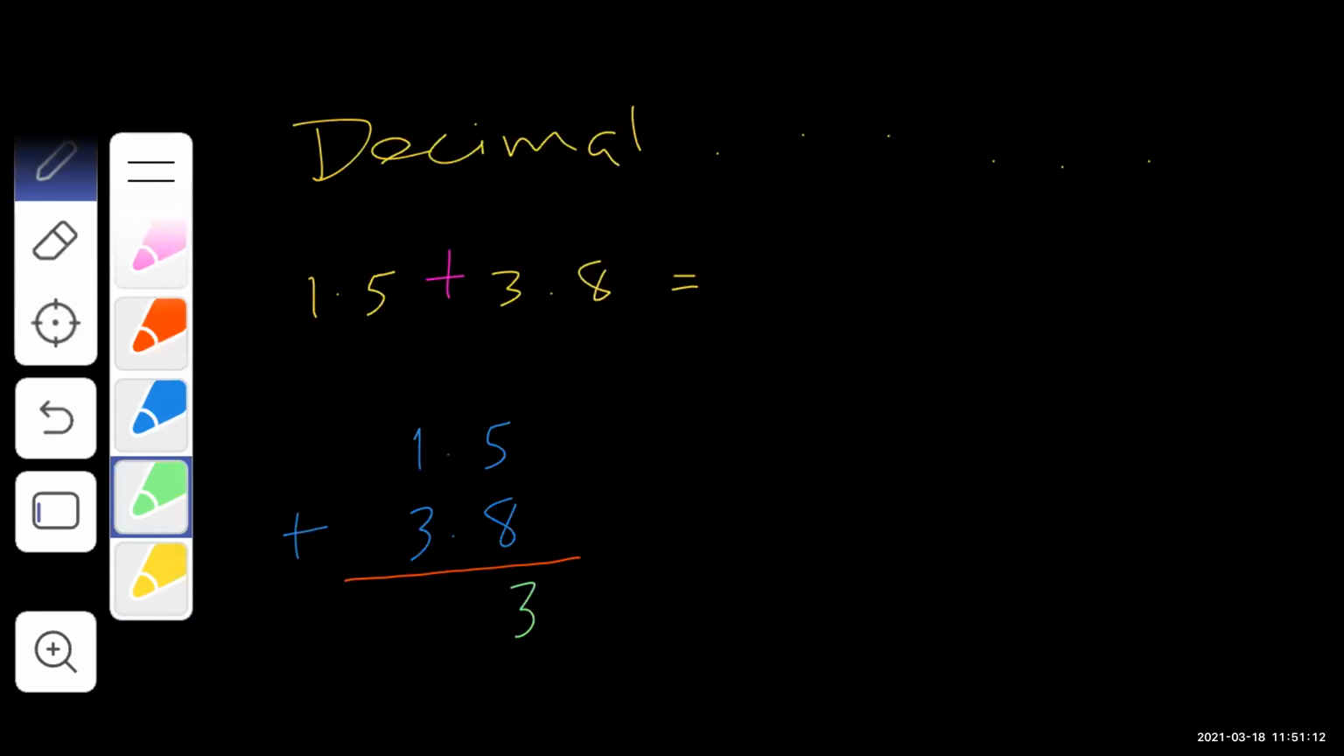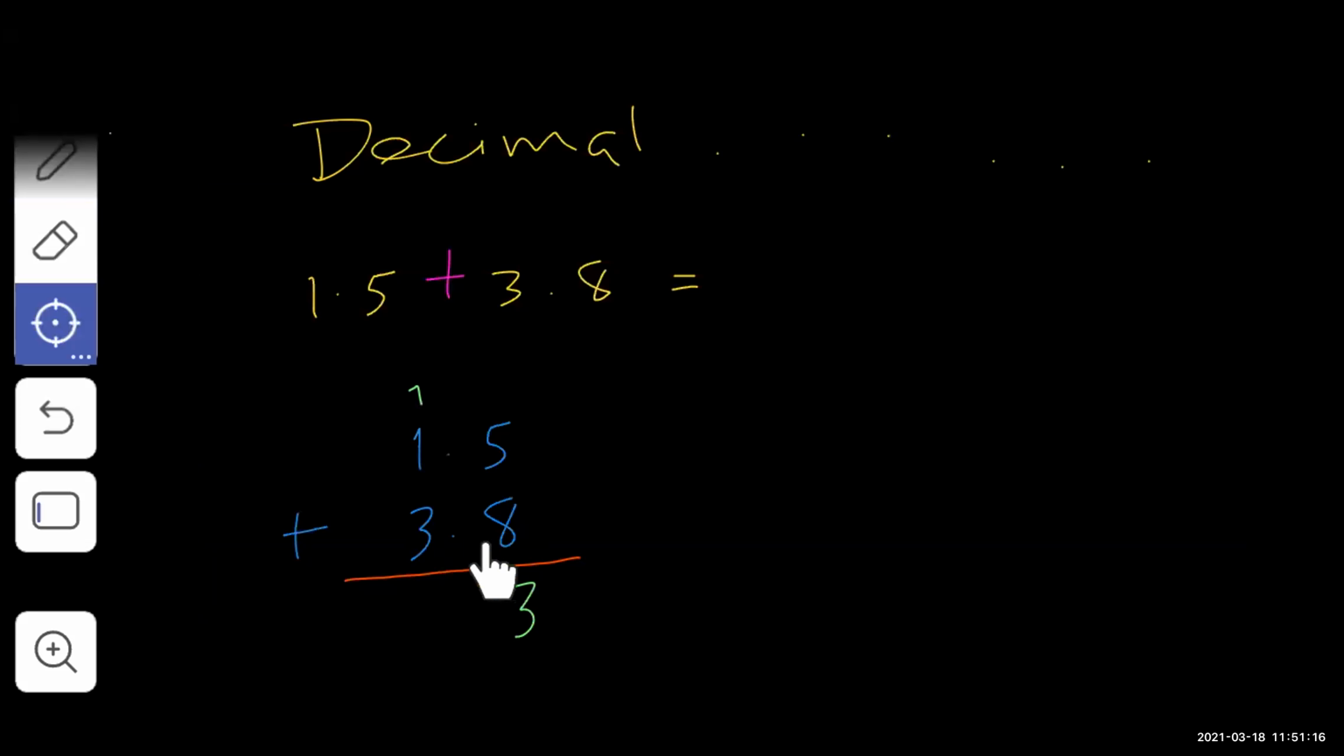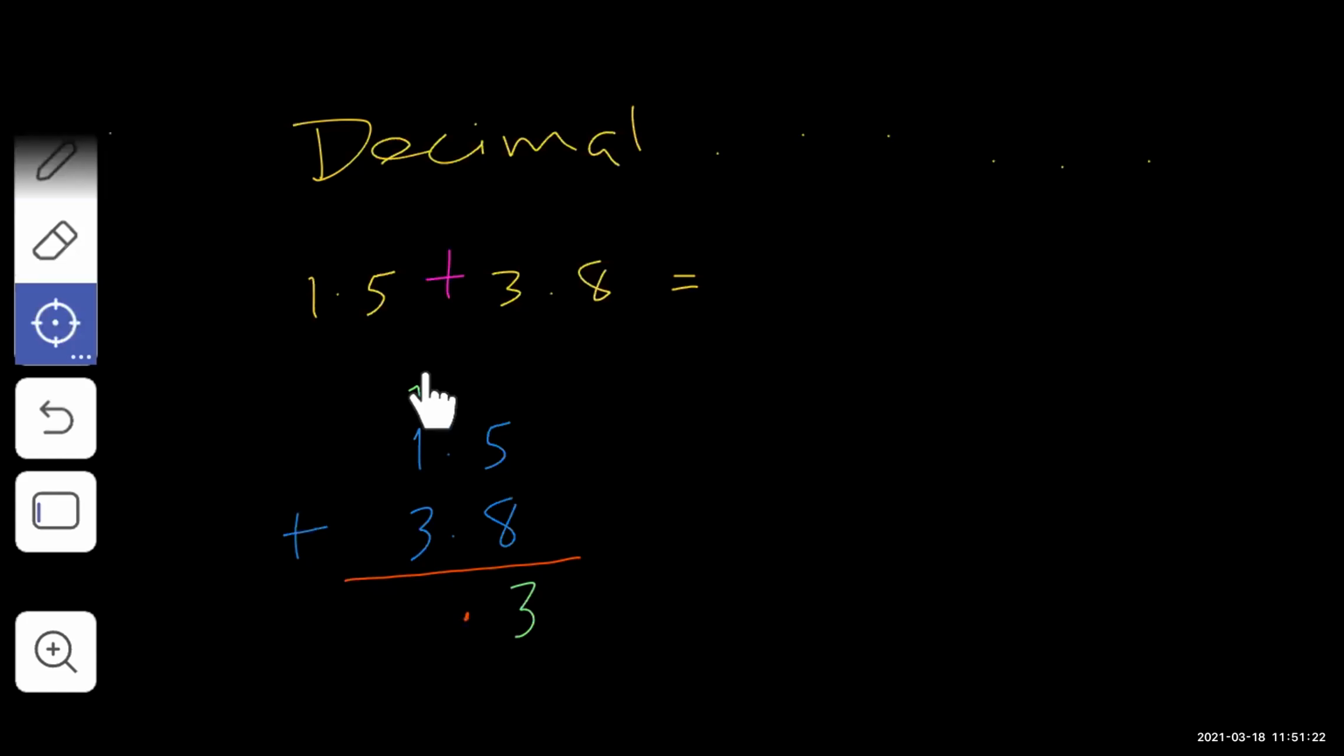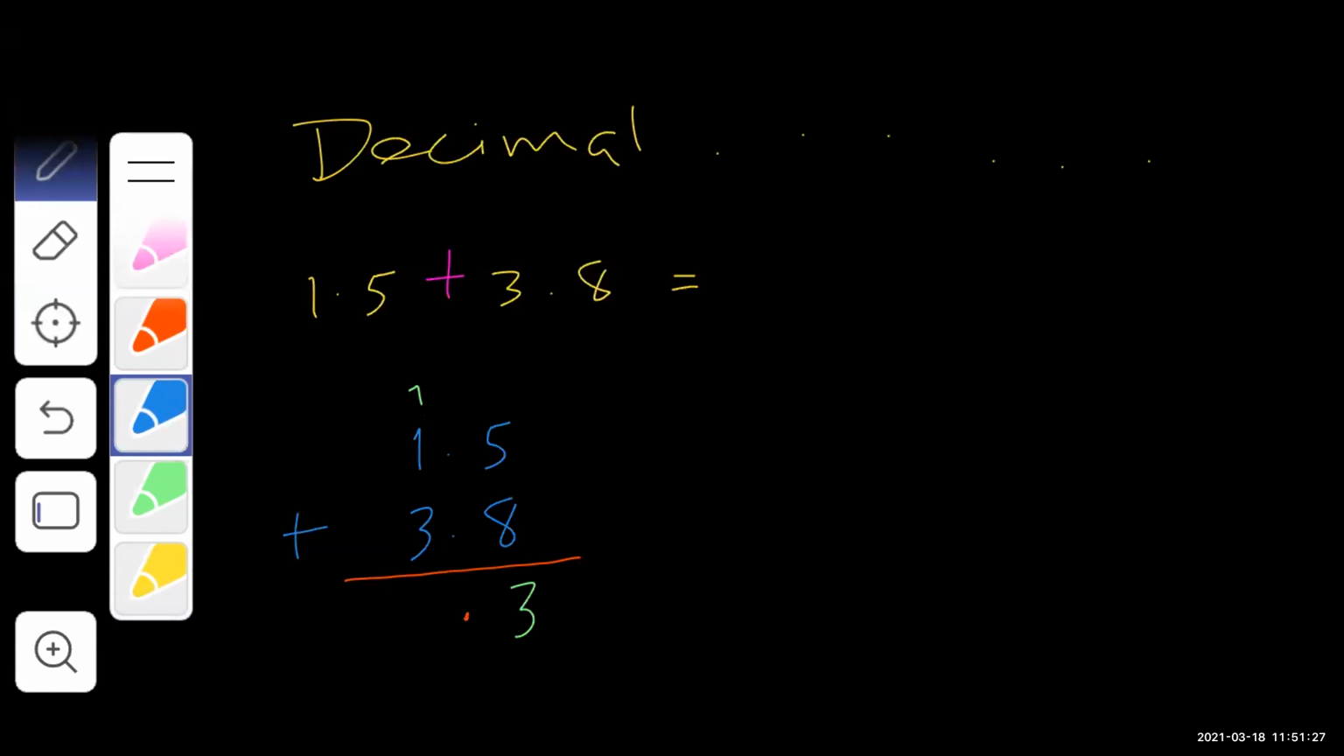I put the 1 up because I got another unit, okay? And we get that point down. Let's get the point down, point here. And then let's add this one. 1 plus 1 is 2, and 2 plus 3 is gonna be 5. Okay, the answer is 5.3.